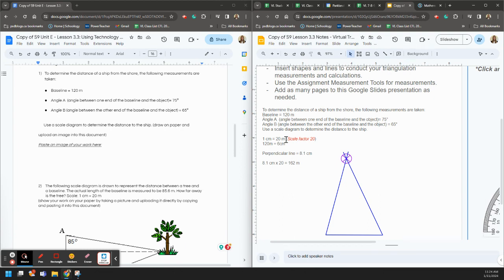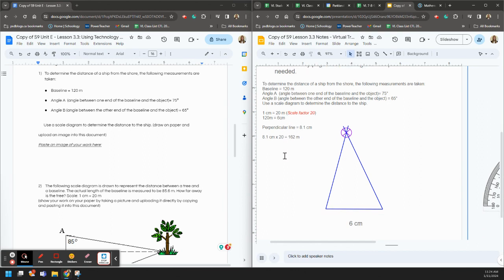So physically 20 meters distance-wise from where you're measuring on the shoreline to the boat that is out in the water. The first step is to figure out how long the baseline would be on paper. If the baseline measures 120 meters in person and we have a scale factor of 20, that means on paper, the baseline would measure out to be 6 centimeters.